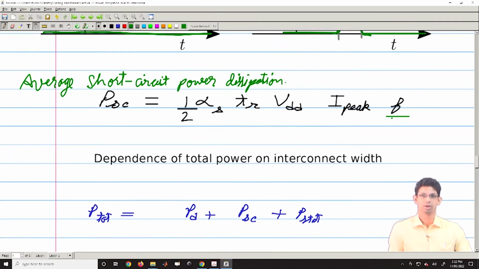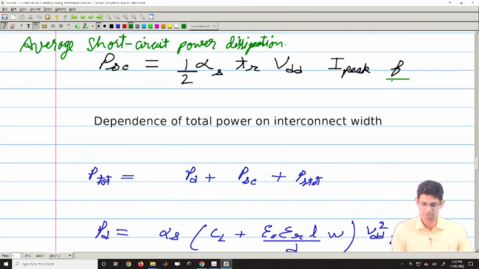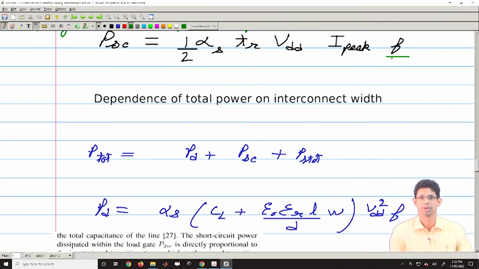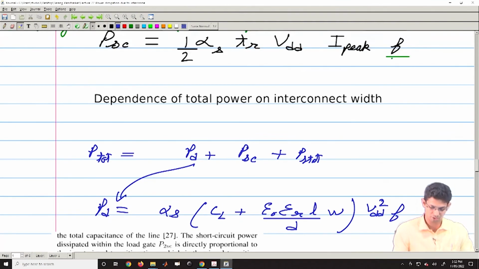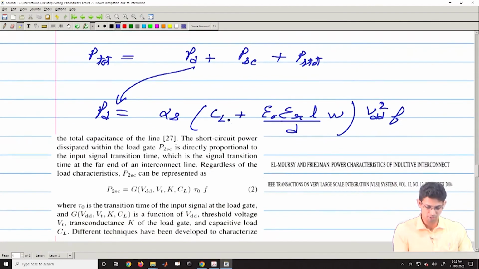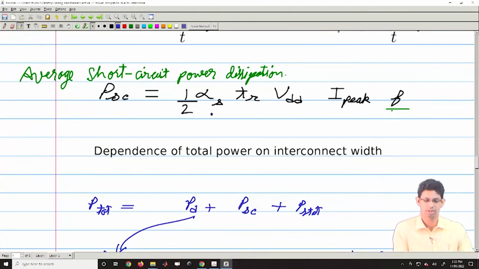So, if I now look at what is the total power dissipation in my interconnect, this is P dynamic plus P short circuit plus P static. Static is not a factor here, I mean it is not dependent on interconnect. We have seen that my dynamic power is dependent like this, and we have seen my short circuit power is dependent like this. So, now I am referring to a paper here. This expression here is oversimplistic, to give you an idea of what all terms this will depend on.